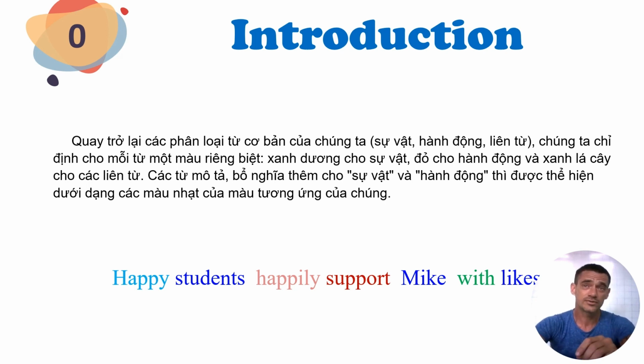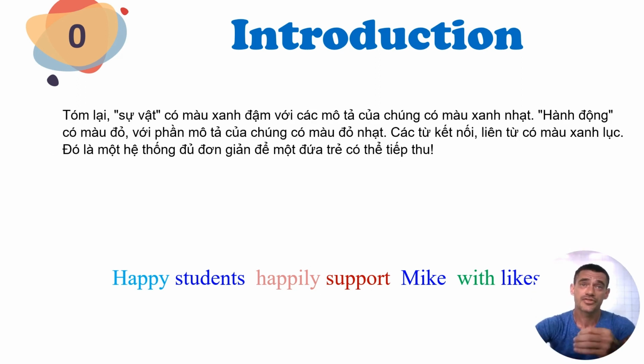Returning to our basic word categories, we had things, actions, and connecting words. We assign each one a different color. Blue for things, red for actions, and green for connecting words. Descriptive words which describe our things or our actions will be light colors. To summarize, things are dark blue, words that describe things are light blue. Actions are dark red, words that describe actions are light red. Connecting words are green. It's so simple, so easy, even children can do it because it's kind of what they do.